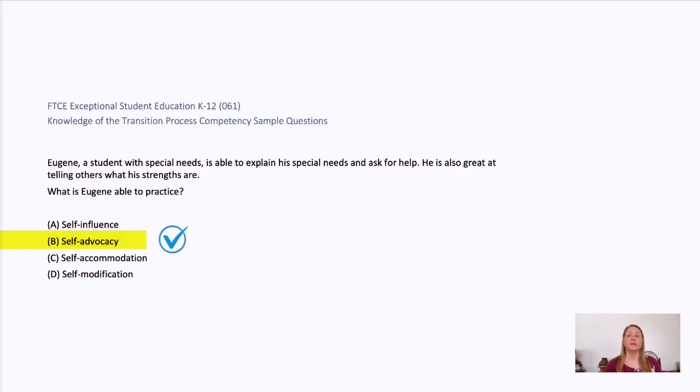The correct answer is B, self-advocacy. Self-advocacy is when a student with special needs is able to communicate their strengths and weaknesses and know the limitations of their disability.